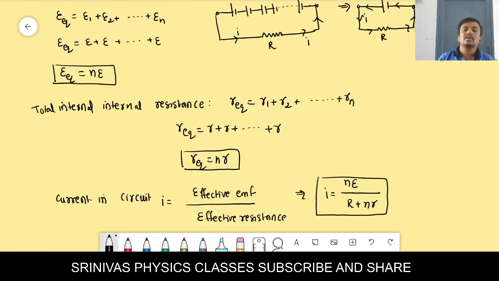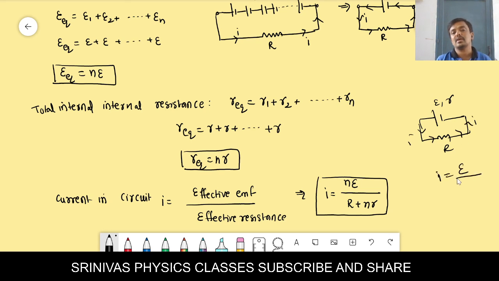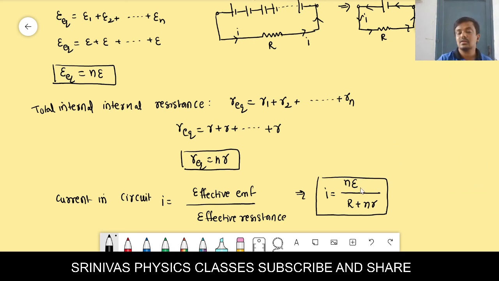What we derived? There we took only one cell. Its EMF E, internal resistance r. It is connected to external resistance capital R. Then we derived the formula for current yesterday. What did you get as the current formula? E by capital R plus small r. Is it right? There was only one cell, right? And here n cells are there. We will get it like this. Understood?